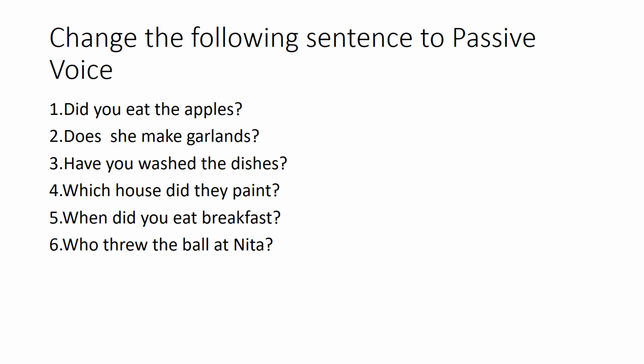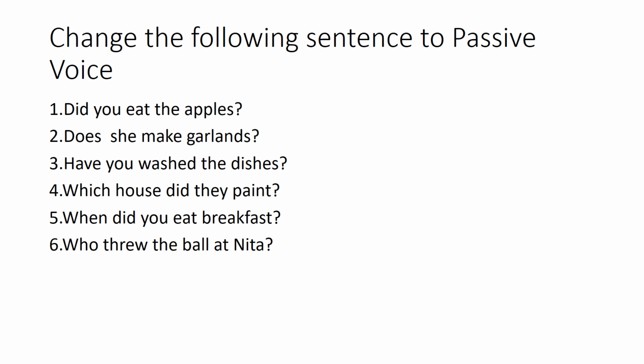In example 1 and 2, auxiliary verbs do, does, did in active voice change to is, are, was, were. For example, did you eat the apples? To begin with, were the apples eaten by you? Second one, does she make garlands? Are garlands made by her?